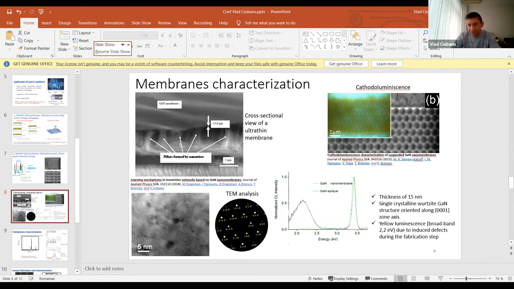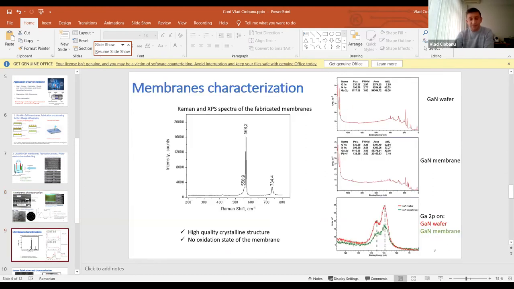By using transmission electron microscopy, we have also demonstrated that the material is a single crystalline inverted structure oriented along the 110001 zone axis. The quality of the material is also proved by Raman spectra. And in order to have a quantitative analysis of the chemical surface, we have performed the XPS analysis.